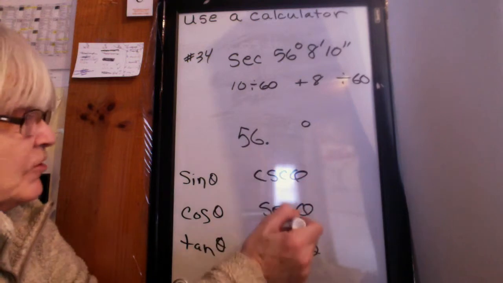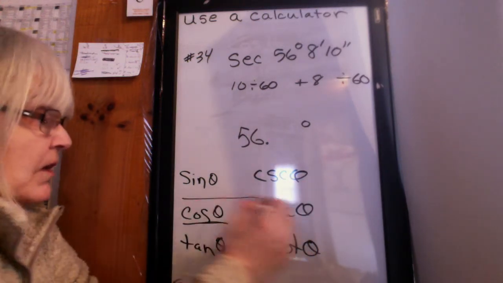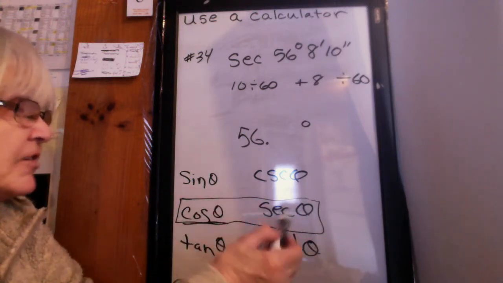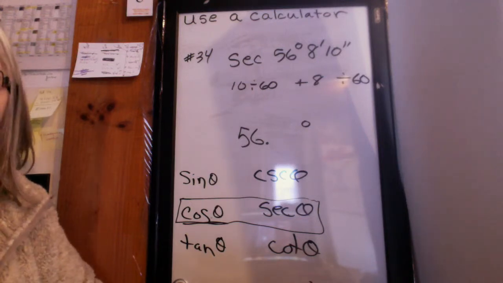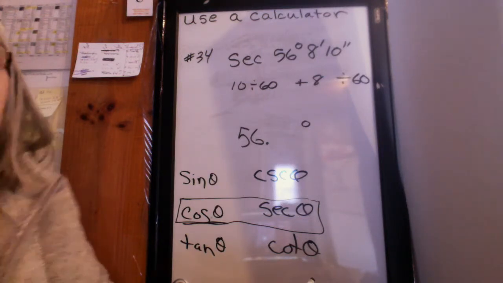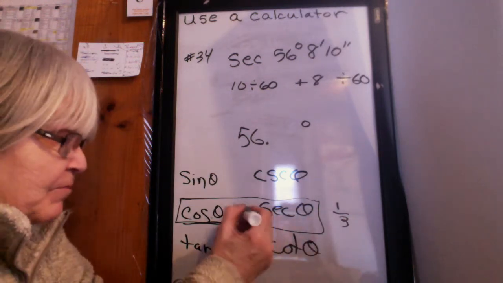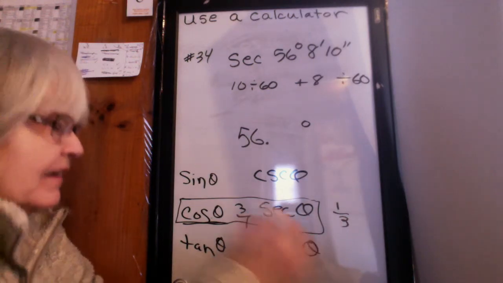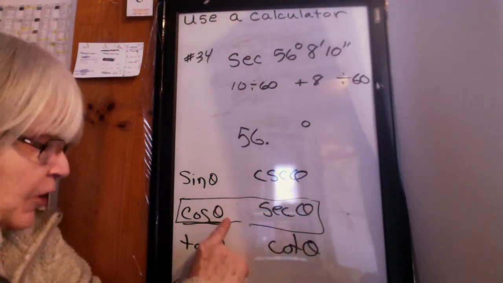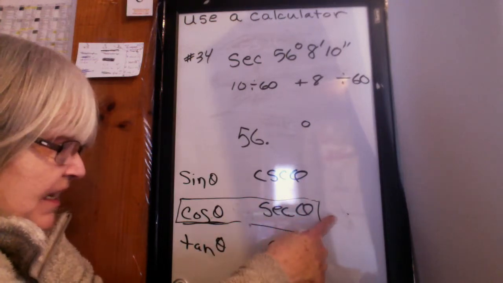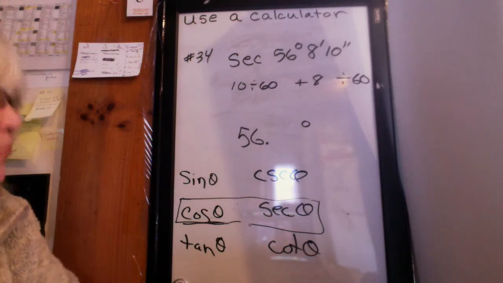So I can't use the secant button. I have to use the cosine button. So you have to know something about the relationship between cosine and secant. Do you remember what that relationship is? They're reciprocals of each other. Right. So if this was 1/3, this would be 3/1, right? So if I want the secant, I do the cosine of that angle, and then I do the reciprocal of it.